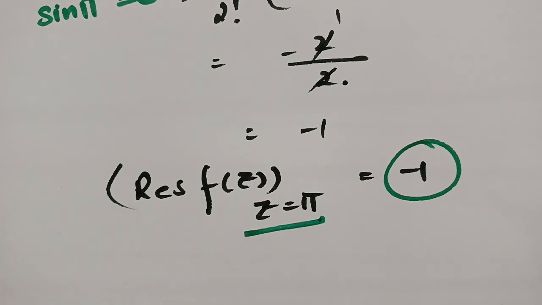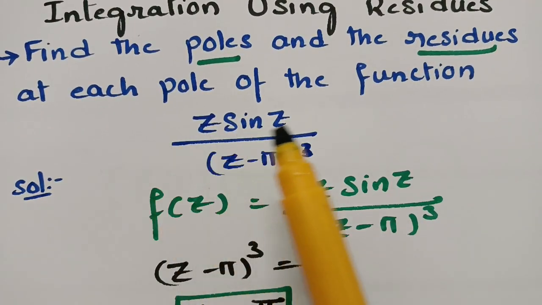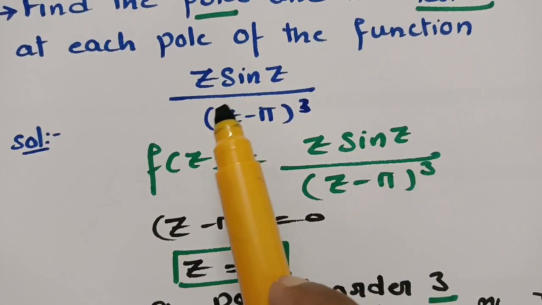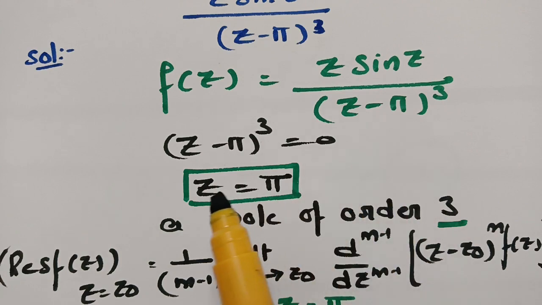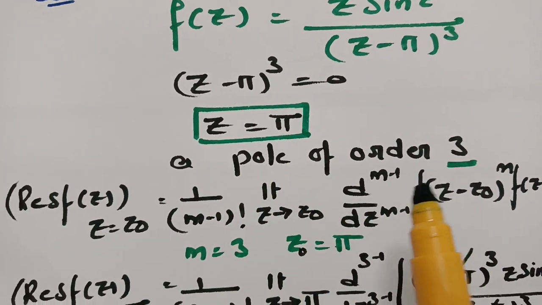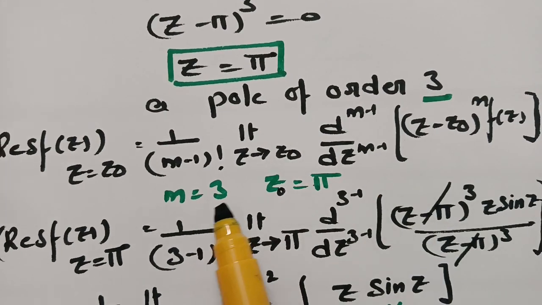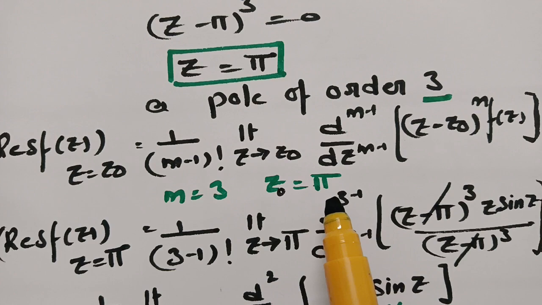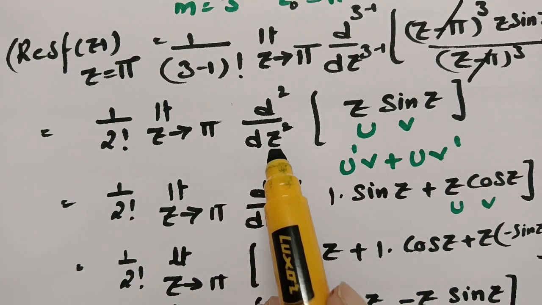If you watch this question once again, we have to find the poles and the residues at each pole of the function. First of all, the function is given like this, and for finding the poles we have to equate the denominator to 0, and z is equal to pi is a pole of order 3. So in order to find the residue, this is the formula. In this formula, if you keep order m is equal to 3 and the pole z0 is equal to pi and substitute everything, we have to make a derivative two times.